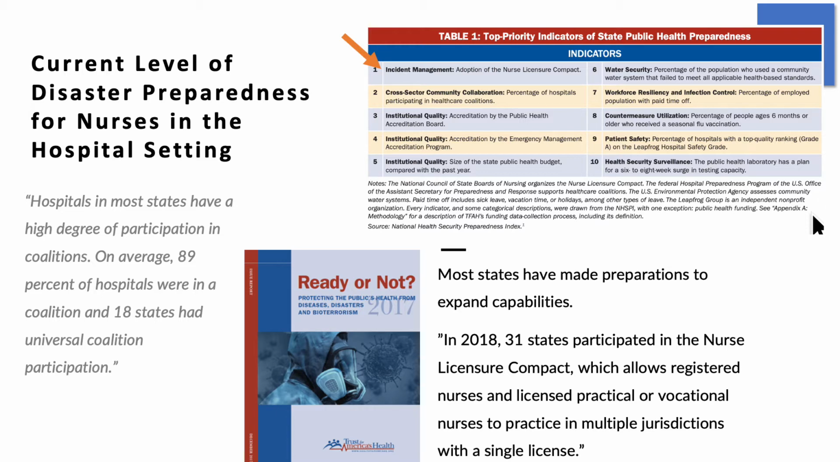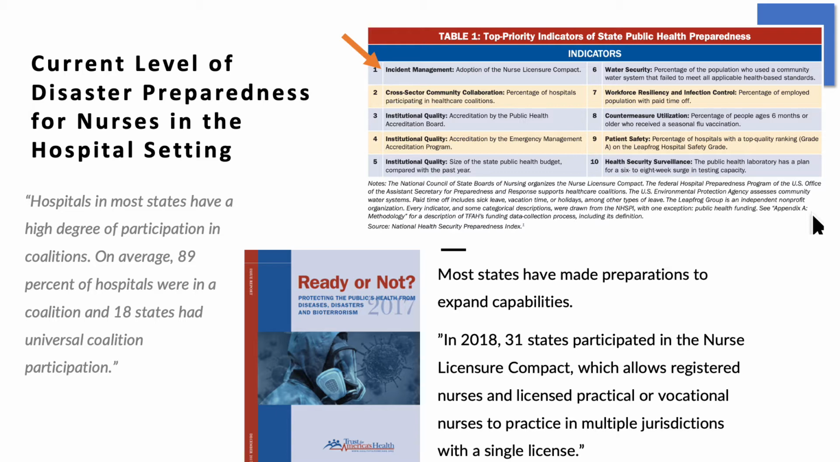Some of the indicators of preparedness are incident management and adoption of the Nurse Licensure Compact. We also know that it is really important to think about things like cross-sector communication, institutional quality, and things that are more infrastructure, like water security and workforce resilience and infection control. And I don't know anybody that does more work related to infection control than nurses.